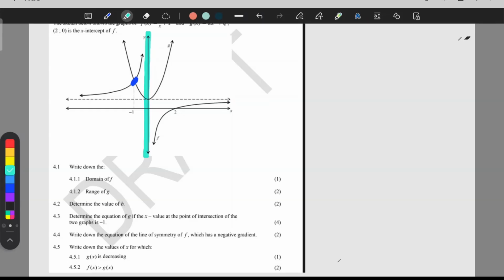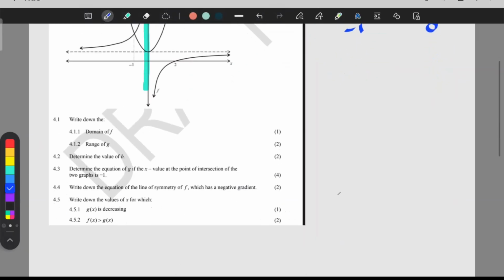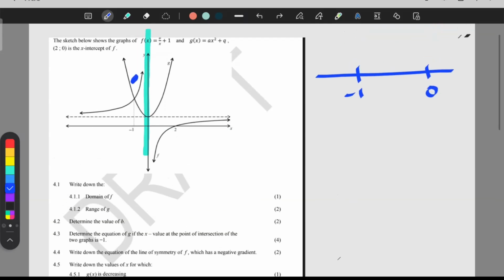So on a number line, let me do the number line. I'm going to have the x value of the point of intersection, -1, and the x value of the asymptote. X is 0 on this line, eh? So, okay, I'm going to move my finger on f of x because f of x was first in the question, eh? Let's go. So f is the hyperbola.